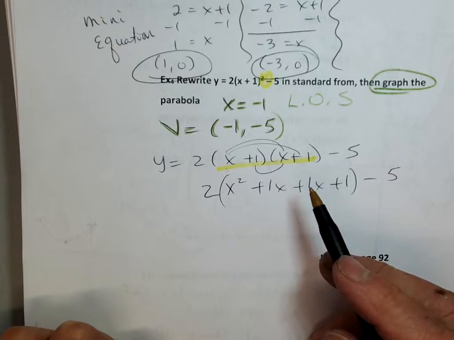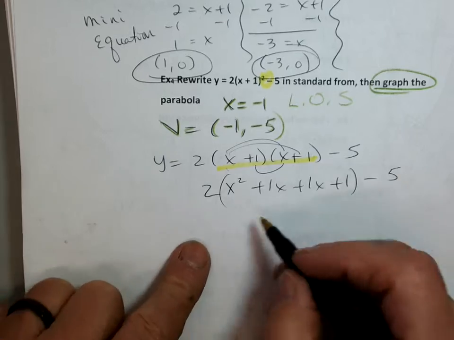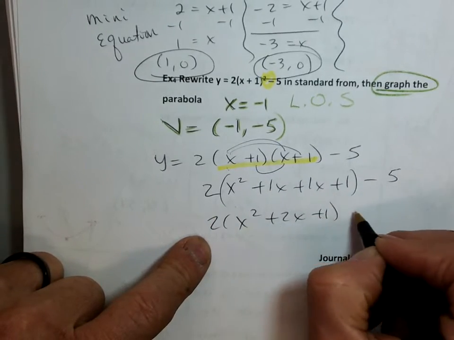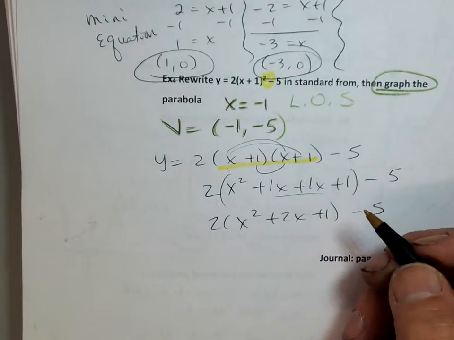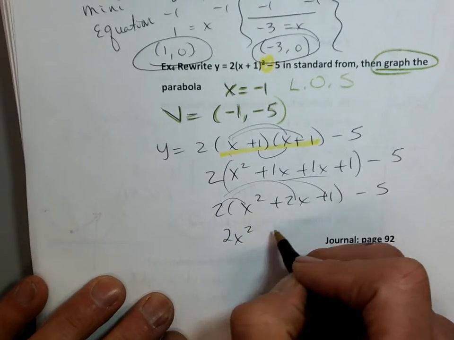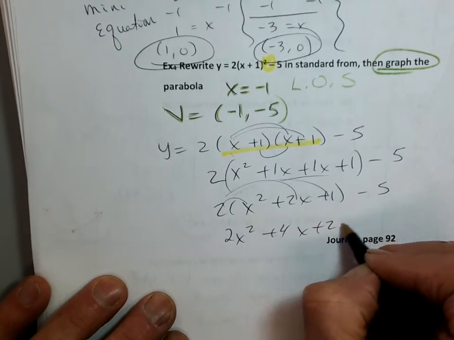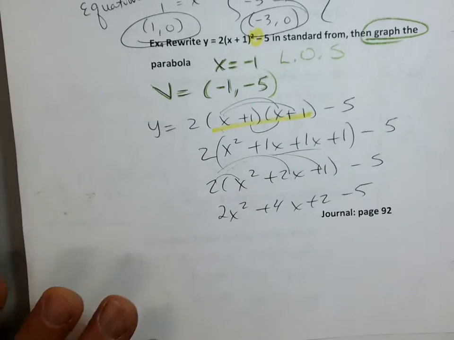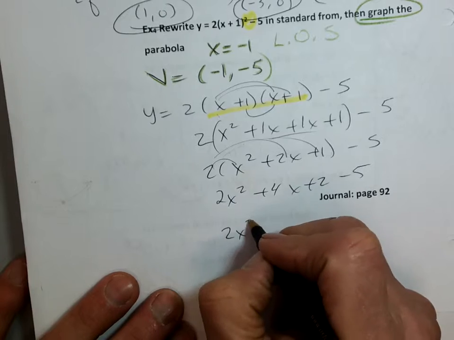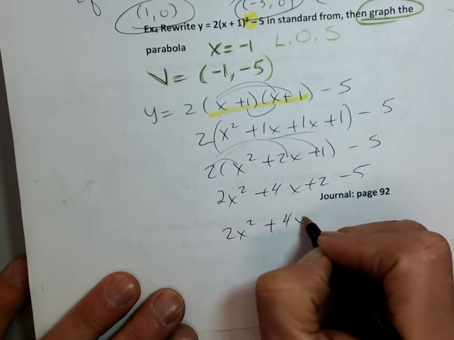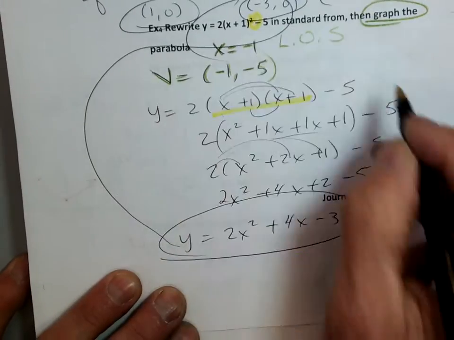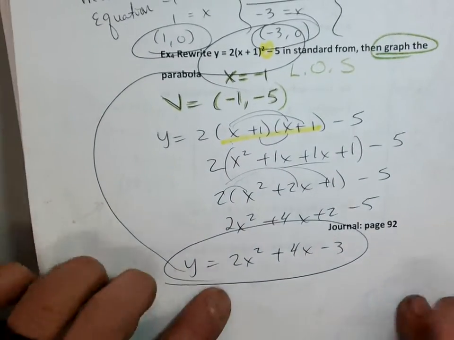So that's x squared plus 2x plus 1, because I added those. That times that, that times that, that times that. Or how about 2x squared plus 4x plus 2 minus 5. And I'm going to be done in a second. 2x squared plus 4x minus 3. These two are the exact same equation. They really are. These two are the exact same equation.